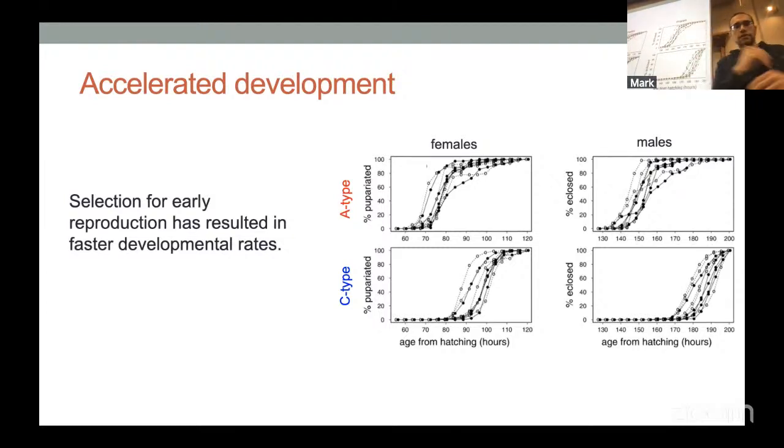Selection for early reproduction means that to reproduce early, you develop a lot faster. This is looking at pupation rates, aged from when they hatch from the eggs. You can see that by around 80, 90, whatever, the vast majority of the A types, if we're thinking about the females, have pupated, whereas it's shifted in the C types. And this is one of those things if you were to ever work with these in the lab, you would just notice that the C types literally don't exist as adults for a 2 to 3 day period where most of the A's exist as adults. So in my mind, that's actually a pretty extreme difference.